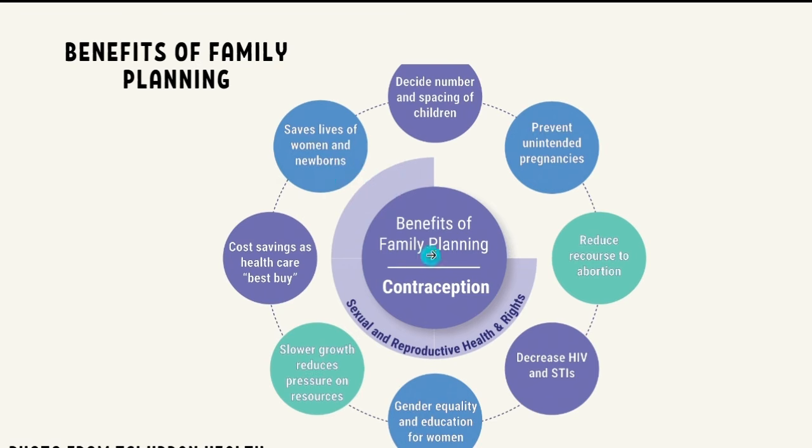And then it saves the lives of women and newborns. For example, let's just say you have a situation, maybe rape or something, and a 12-year-old gets pregnant. Even though technically yes, they can get pregnant, the body is not fully developed to bear a child. So when she gets pregnant with a child, that 12-year-old could die with the baby. The baby dies too because her body is not strong enough to push out a child. Right? So those are the benefits of family planning.